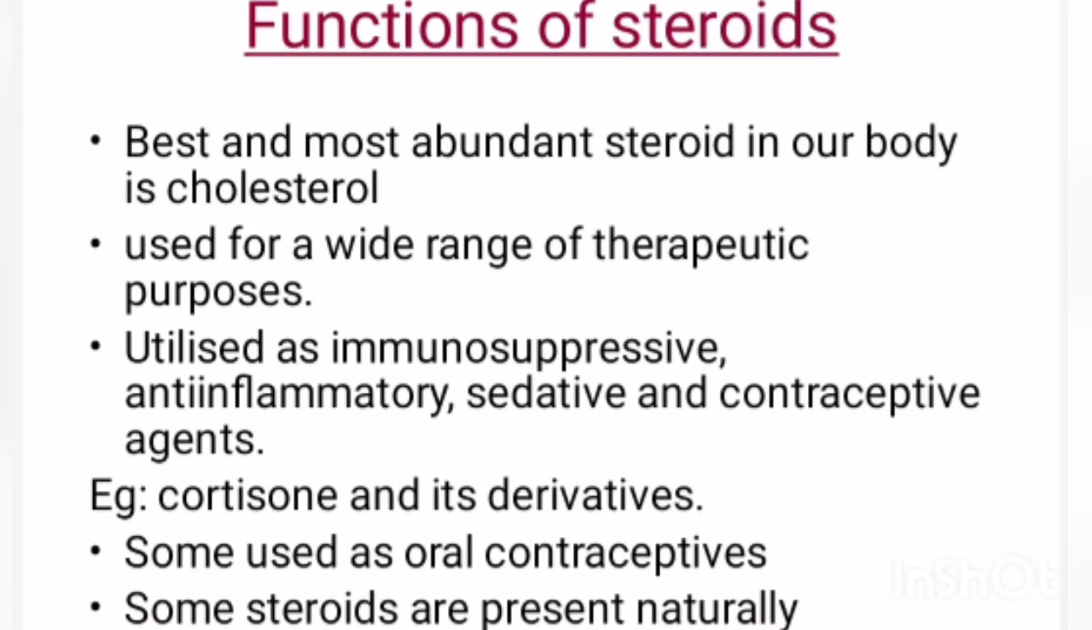Some steroids are used in the treatment of disease. Example, cortisone and its derivatives are used to treat rheumatoid arthritis. That means the steroids are used for a wide range of therapeutic purposes. They are utilized as immunosuppressive, anti-inflammatory, sedative, and contraceptive agents. Steroids are used to treat some forms of cancer, HIV, etc.